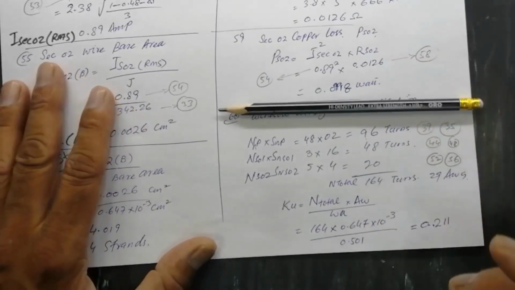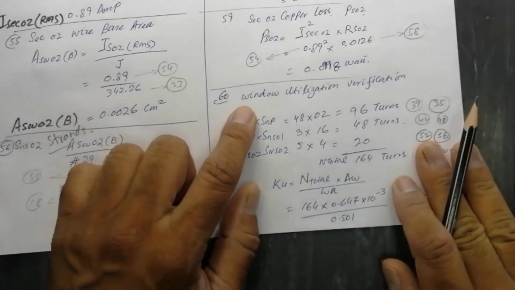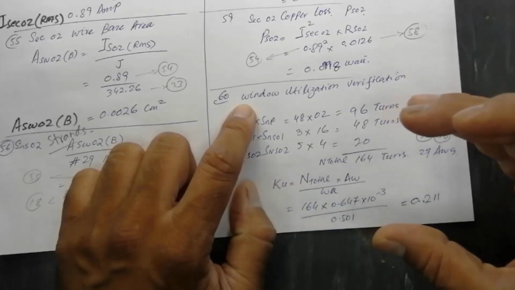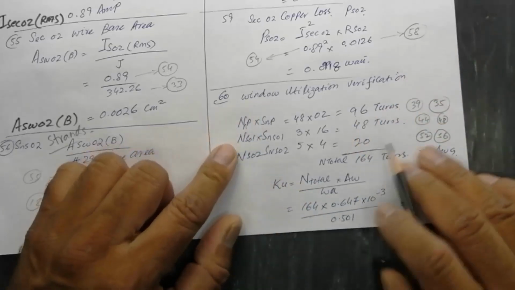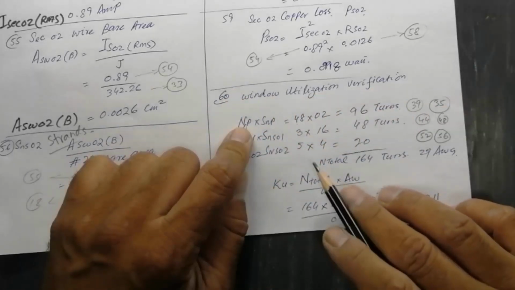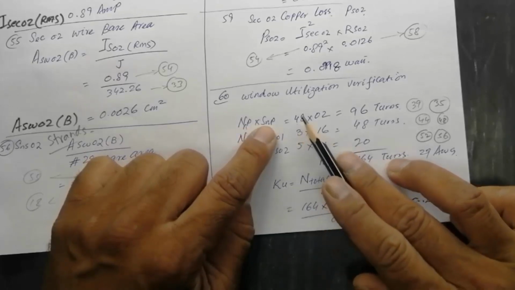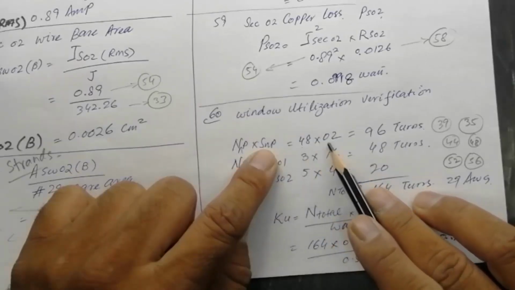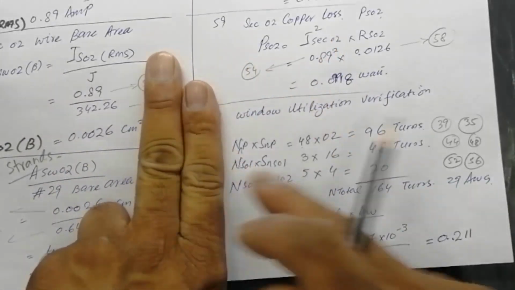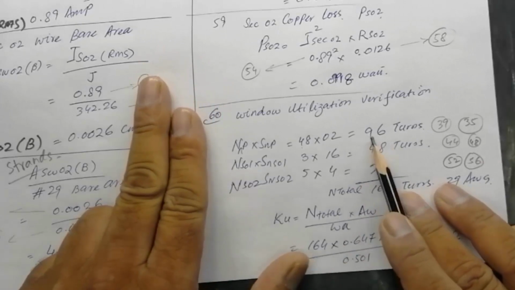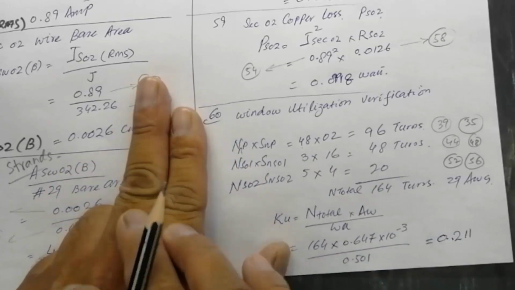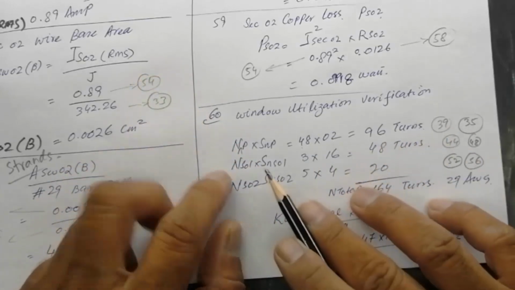Now we have to just verify. Now we have to check, is our window filled or do we have space. So we can use window utilization factor verification. Number of turns in primary, number of strands, 48 turns, 2 strands. That means in primary we are using 2 wires in parallel. So that means total number of turns are 96. Turns are 48, but every turn has 2 wires. So that means 96 turns.